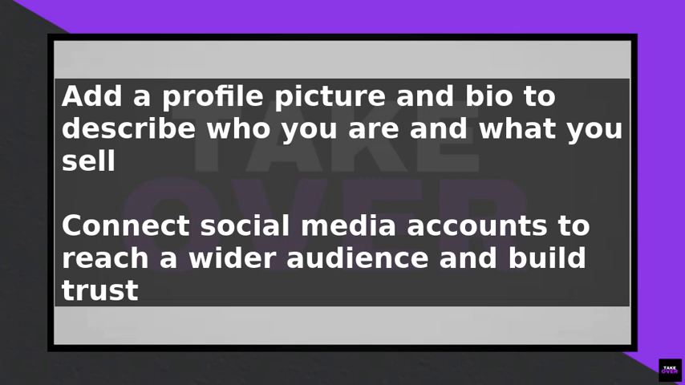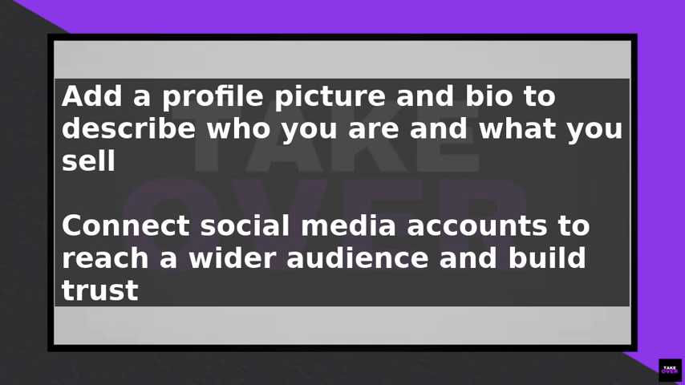To list an item for sale, tap on the Sell button at the bottom of the screen. Take clear and well-lit photos of the item from different angles. Write a detailed description of the item, including its condition, size, and any flaws it may have. Set a competitive price for the item based on similar items that have sold on Depop.